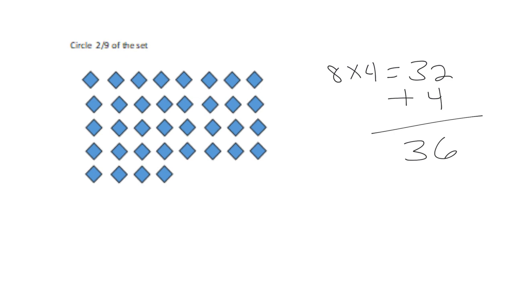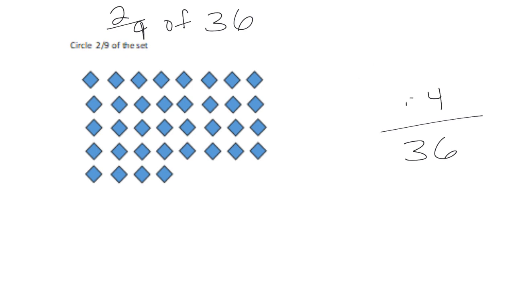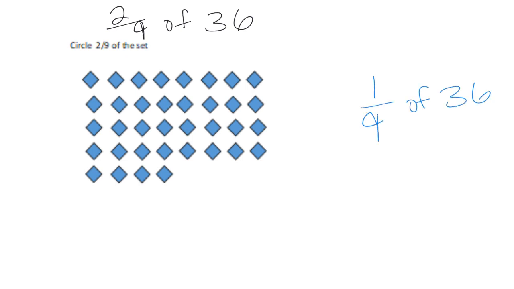So what we're finding is 2/9 of 36. Okay. Now what we could do is a couple different things. First of all, we could draw a fraction bar to help us think about this. Otherwise, we can just use multiplication and division using our fraction knowledge. That's what we're going to do instead. So the first thing we need to do is find out what 1/9 of 36 is. And the way that we do that is by breaking 36 into 9 equal pieces. 36 divided by 9 equals 4.